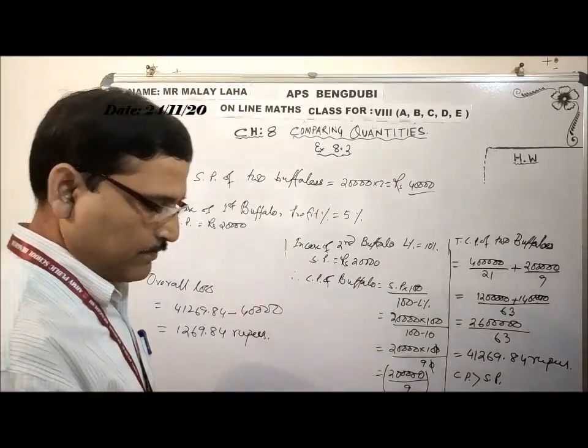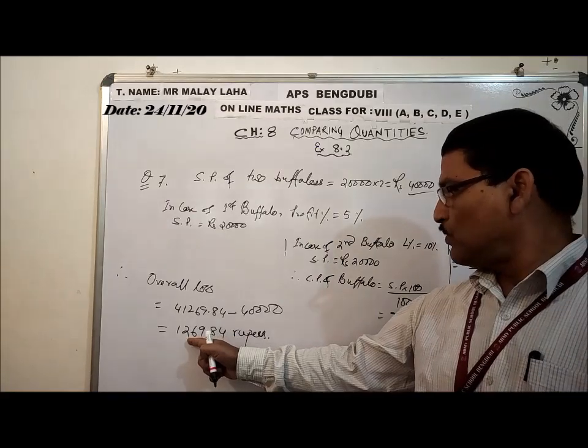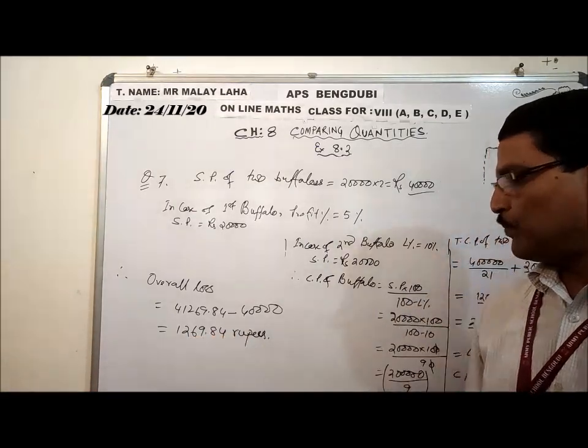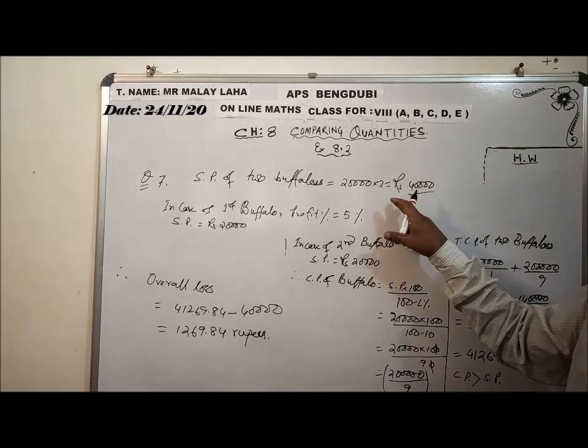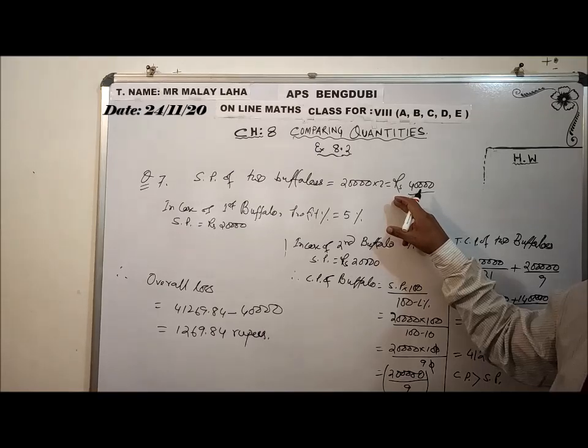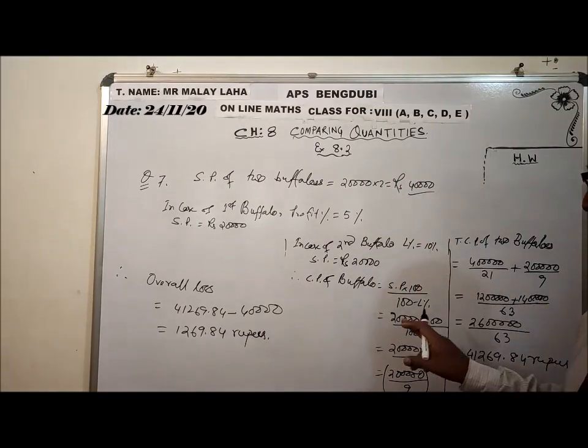So that person, that milkman, has made a loss of 1269.84 rupees in this transaction, purchase and sell. First sell and then purchase. So they have given you the selling price. From the selling price, you need to find out the cost price. Putting the formula of cost price.